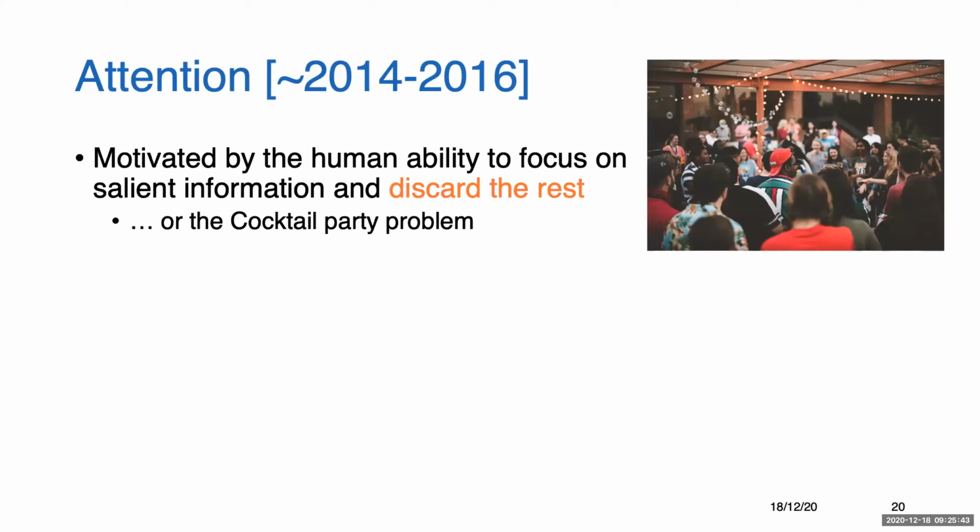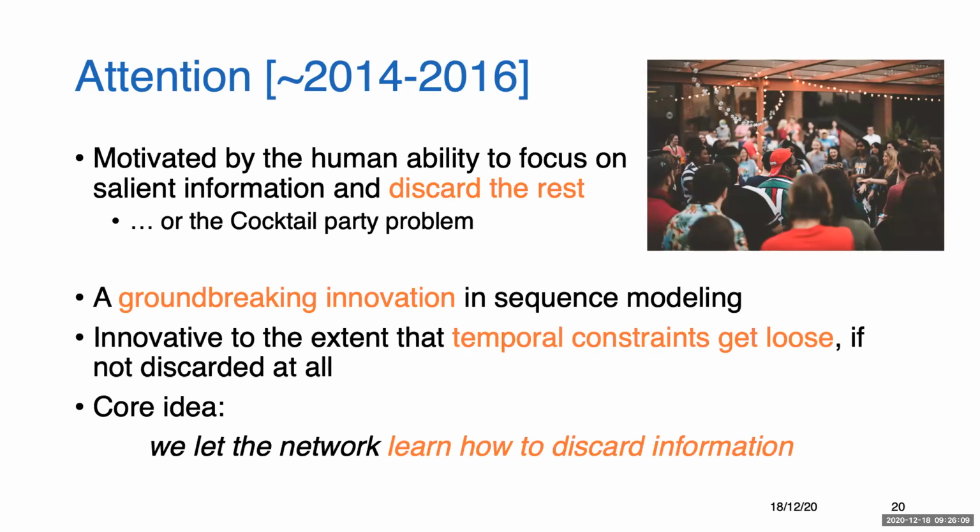So based on that, between 2014 and 2016, we came up with a groundbreaking innovation for sequence modeling. This technique is so innovative that you can say that temporal constraints get loosened, if not discarded altogether. And the main idea behind attention is that we are gonna let the network learn how to discard information. So we don't want to add any type of information, but we just want to let the network understand which is the most important part for the prediction in the case.